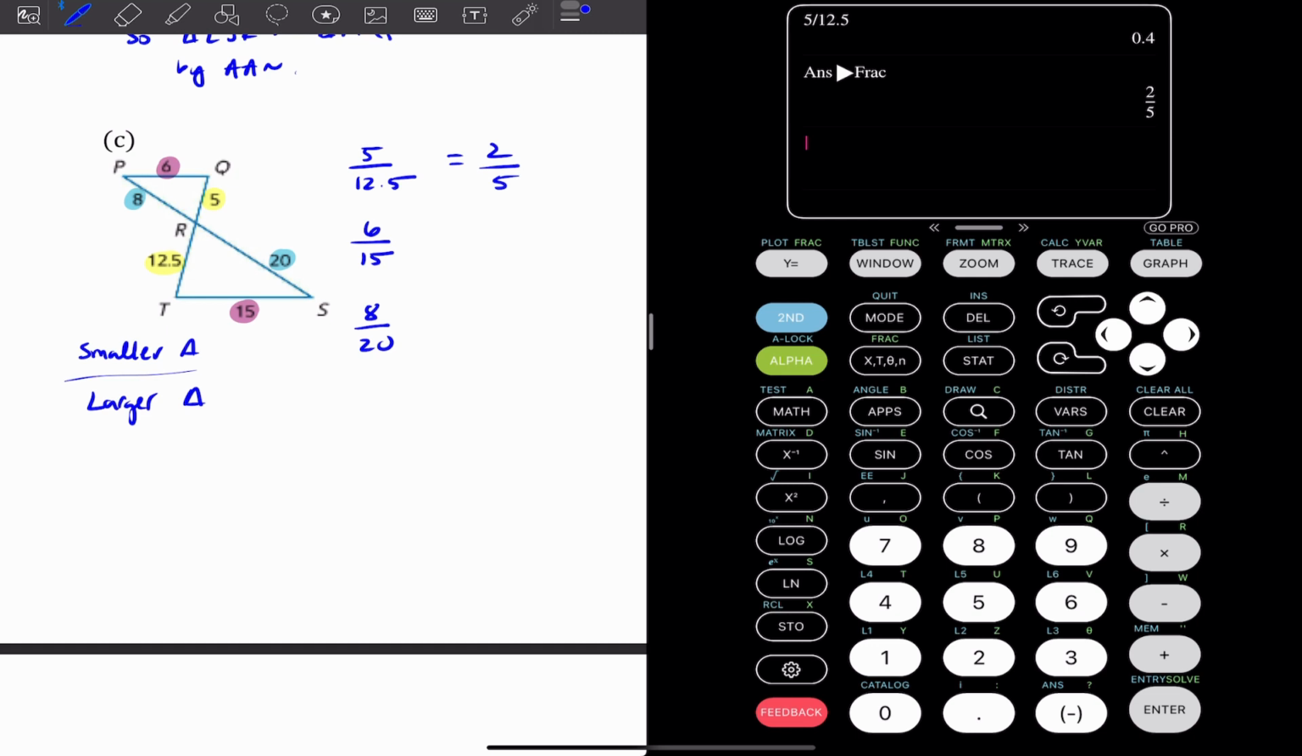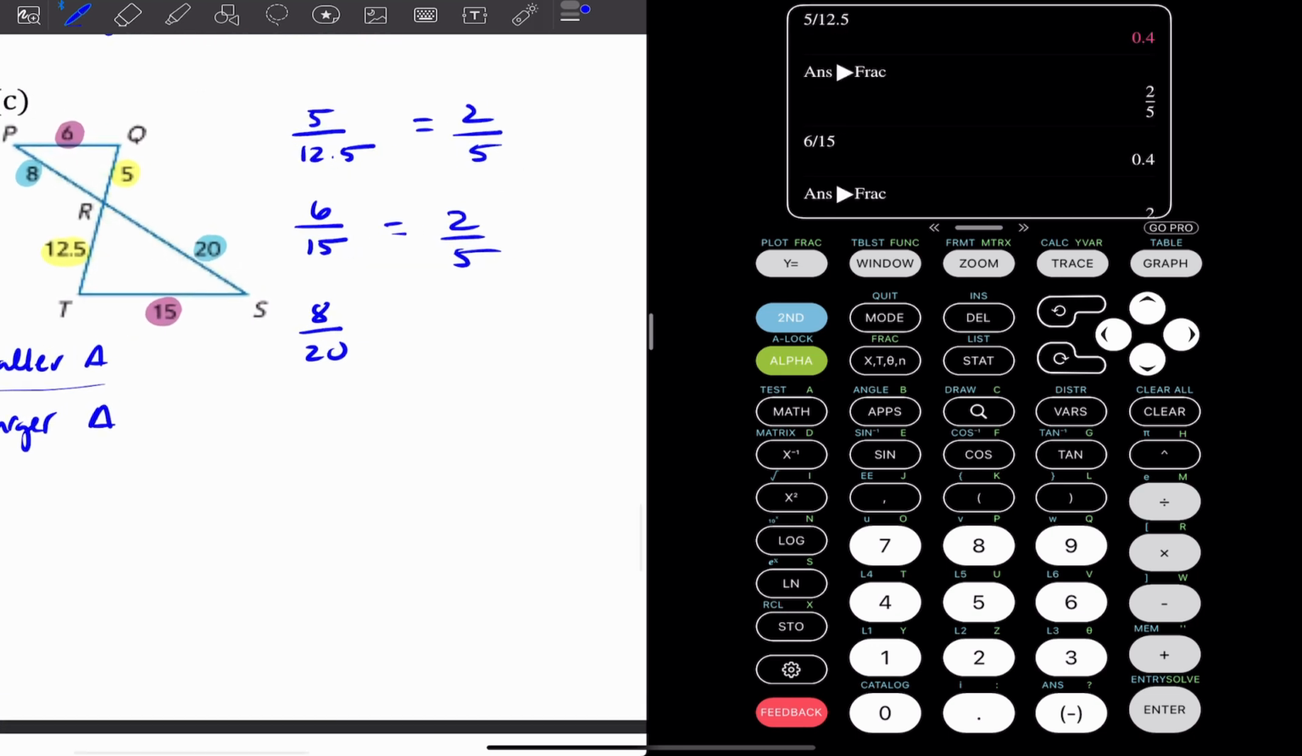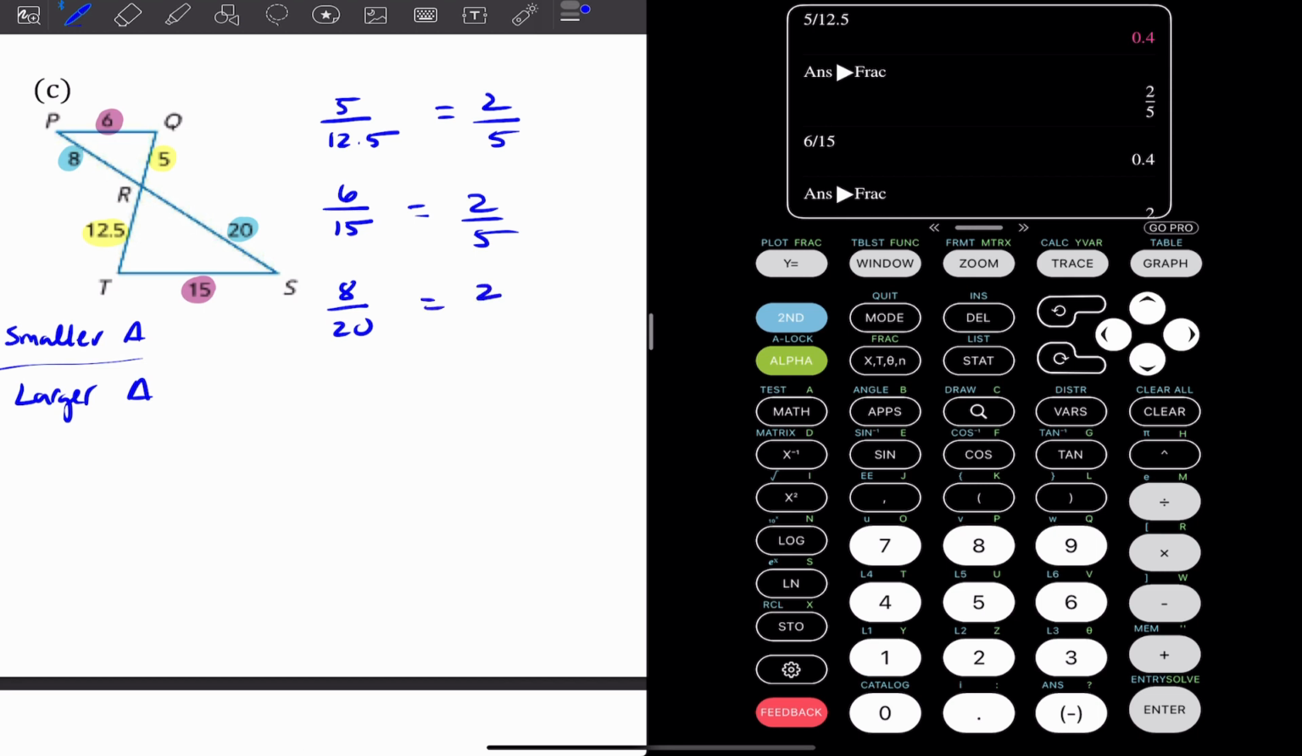And then I'm going to look at 6 to 15, and then press math, enter, so that should give you 2/5. And then 8 divided by 20, notice that it is also 0.4, just like the rest of them. So I really don't need to press math, enter. So that should be 2/5 as well.